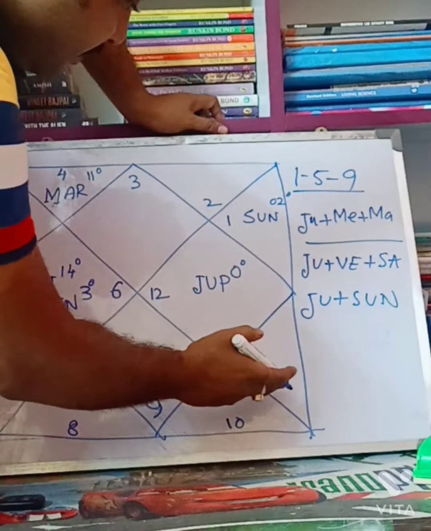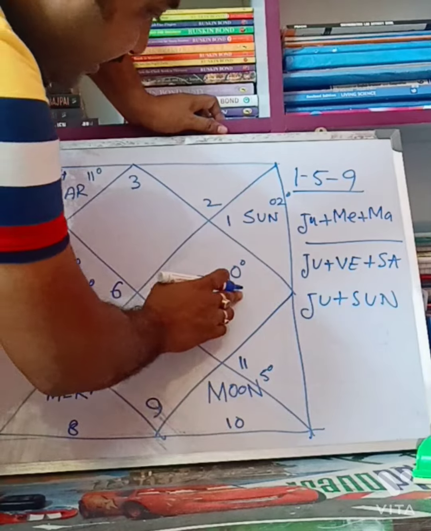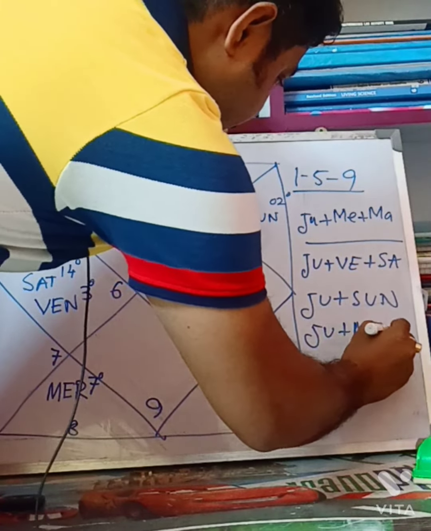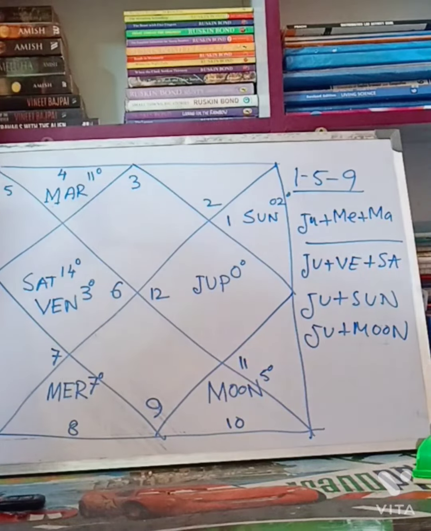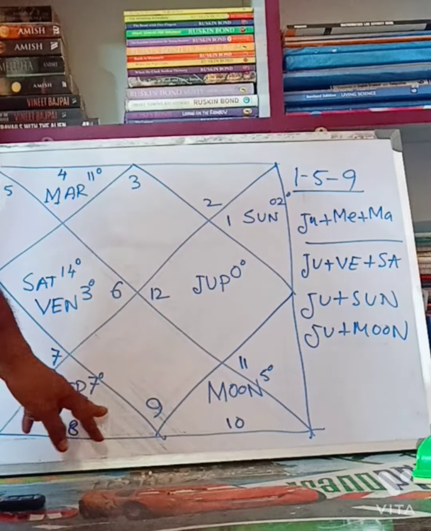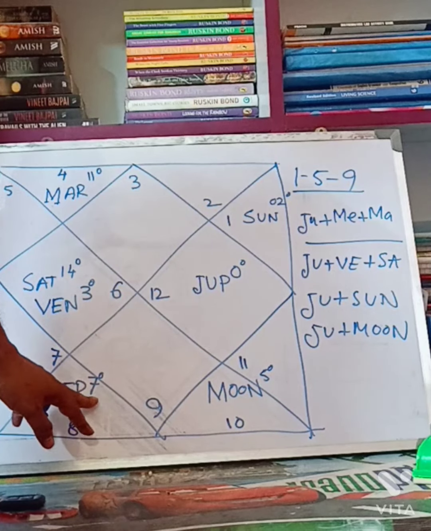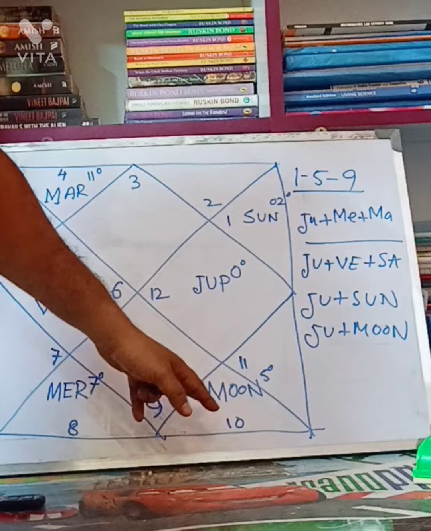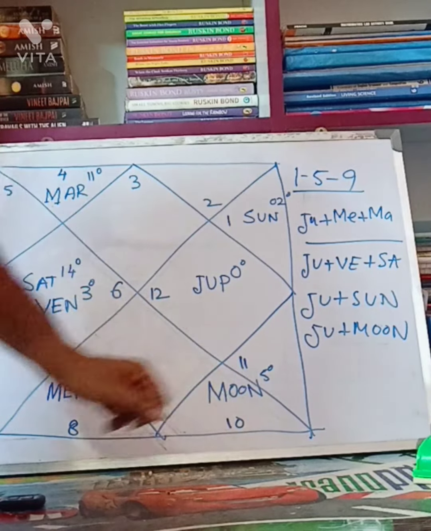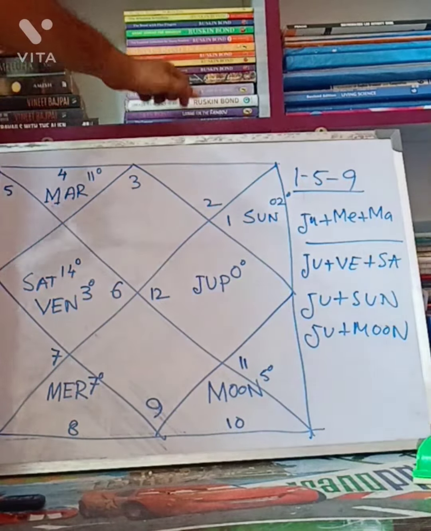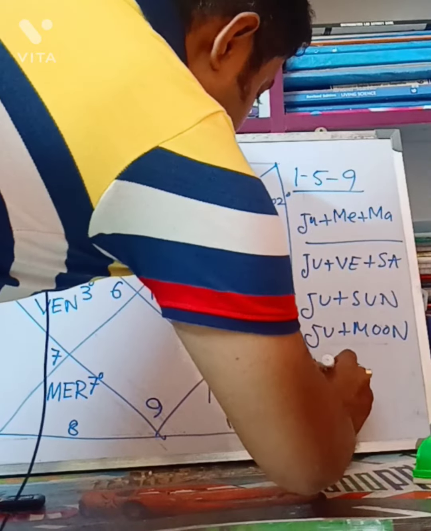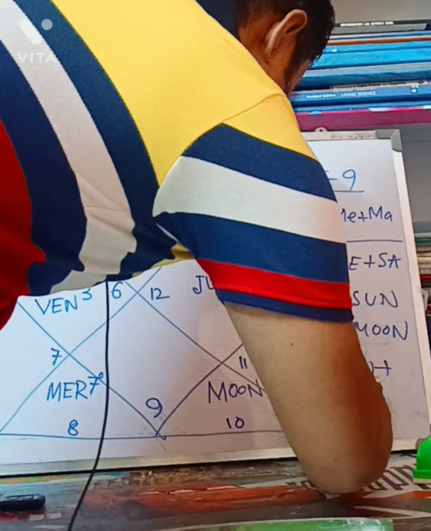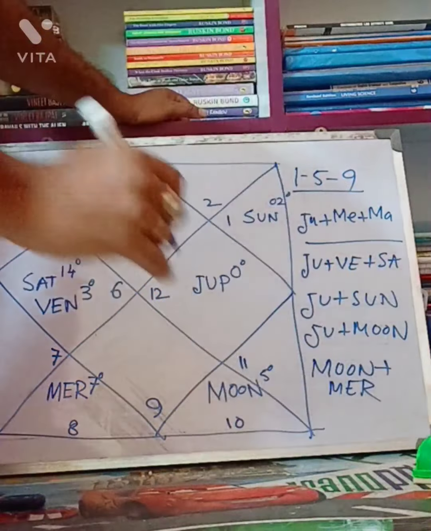But here Moon is at 5 degree, Jupiter is at 0 degree. So again Jupiter and Moon. Here Mercury is also making a 3-11 connection with Moon. But how are we going to arrange it? Moon is at 5 degree, Mercury is at 7 degree. So we have to put Moon first, then Mercury. They are making the 3-11 connection.